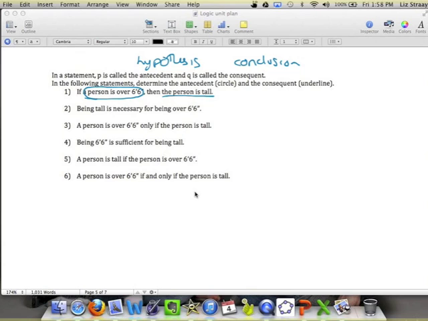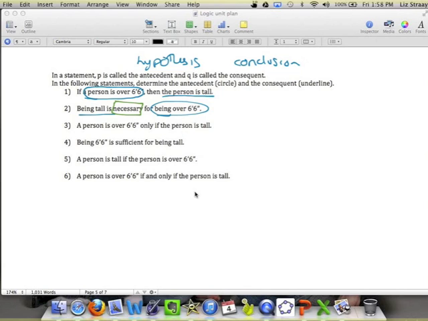So like the next one, being tall is necessary for being over 6'6". Being over 6'6" is actually the antecedent, and tall is the consequent. So the keyword in that one is necessary. So watch out for the word necessary in one and know that then they go backwards.